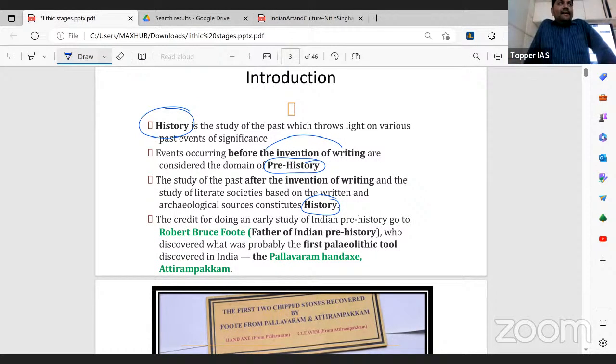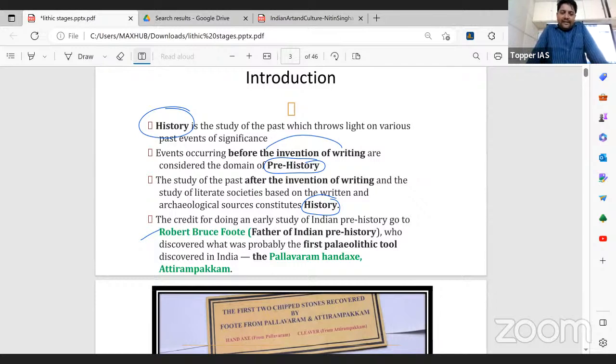discover or study the Indian prehistory goes to Robert Bruce Foote. He was English basically. He is considered the father of Indian prehistory, Robert Bruce Foote. So history is the study of the past, which throws light on past events of significance, which are important events. The study of the past before the invention of writing is prehistory. The study of the past after the invention of writing is history. And the first person to study Indian prehistory is Robert Bruce Foote.